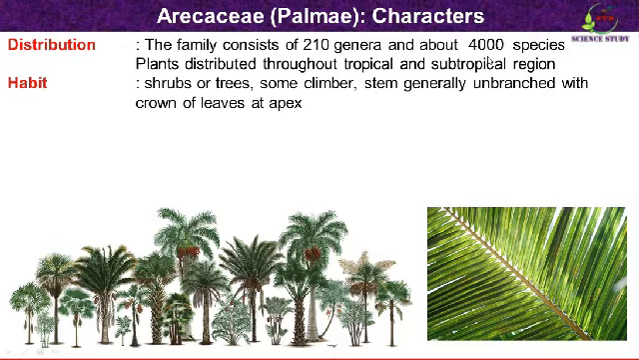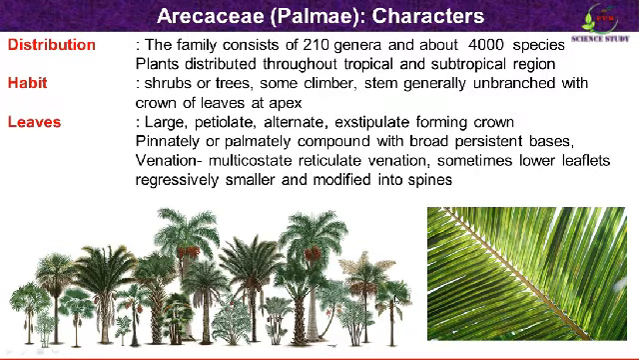Now we will see habit. The plants are generally shrubs or trees. Some are climbers. The stem is generally unbranched with a crown of leaves at the apex of the stem. This is the stem of member of Araceae family, and this is the crown of the leaves at the apex of the stem, as you can see here in this sketch.